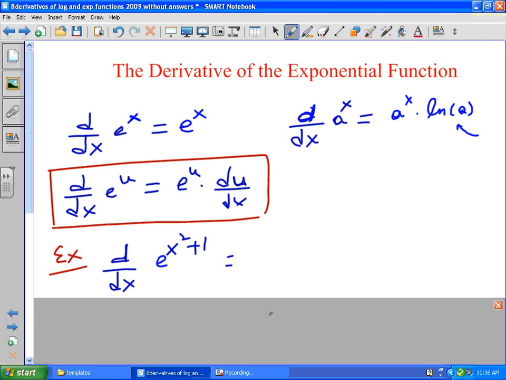Now, what do you do with something like e to the x squared plus 1? How do you differentiate something like this? It should be very easy applying this rule right here. Your u is x squared plus 1, right? So what will be the derivative? E to the same power, right, times the derivative of the power, which is 2x. Of course, you could write it like this, 2x times e to the x squared plus 1.